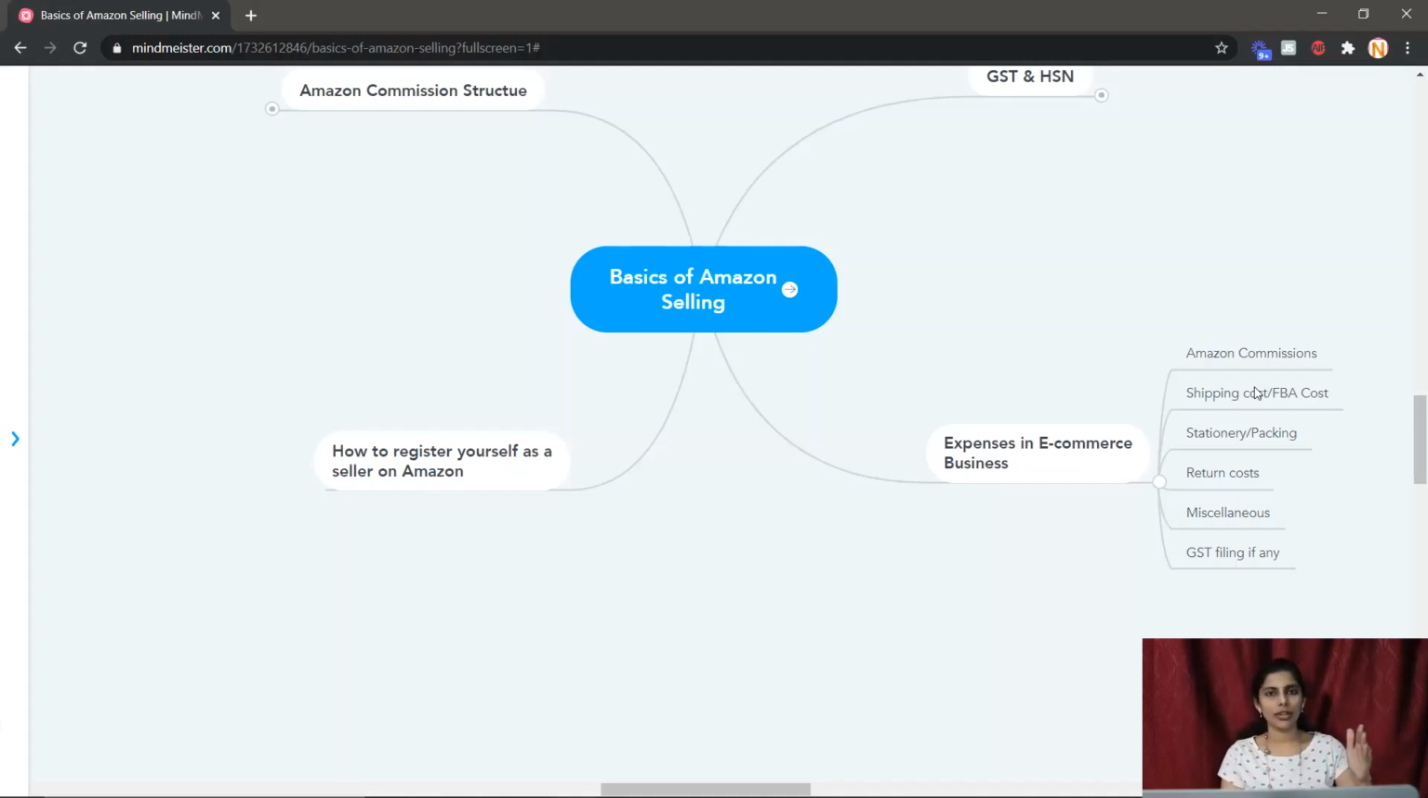So first is the Amazon commissions, second is the shipping cost, and third is stationery or packing. What do I mean by this? There may be a chance that we have to print some labels for the courier. Of course, the courier guys will have a label at the top of each and every parcel. They will read it, they will scan it. So that label cost is there, which is a very, very small amount, but I have included that as stationery or packing charges.